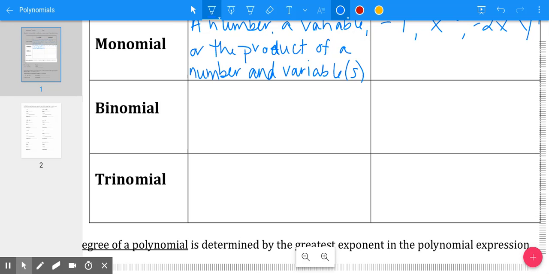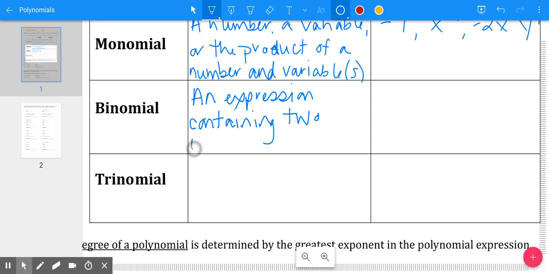So a binomial is an expression containing 2 unlike terms. So maybe the terms might be 2x plus 3. So the first term is 2x, the second term 3. One of them has an x, the other one doesn't. Maybe another example would be x squared minus y. So totally different terms because one is an x variable, the second one is a y variable.